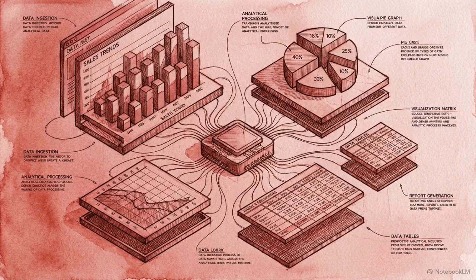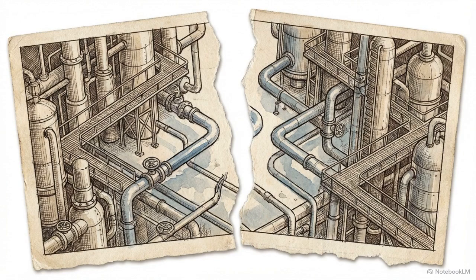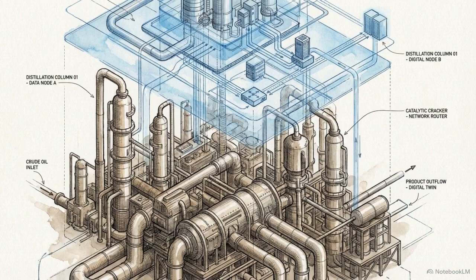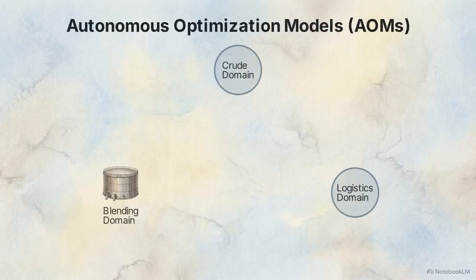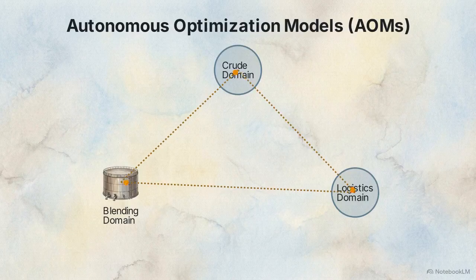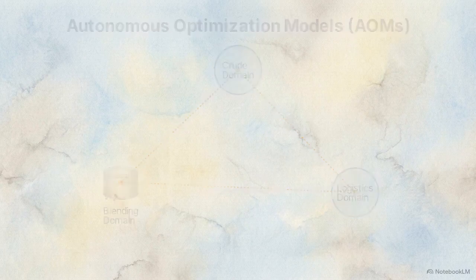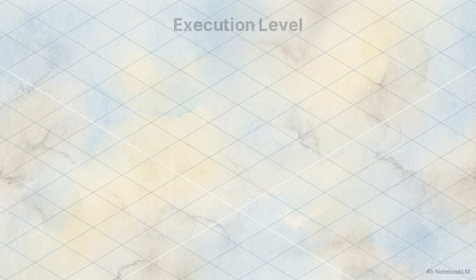Installing business intelligence dashboards does not solve this problem. Business intelligence, or BI, refers to software that visualizes historical and current data. Highlighting a structural disconnect on a screen does not physically synchronize the architecture. To eliminate hidden value leakage, the Opti Refinery Suite, or ORS, introduces a unified decision layer. It achieves this using autonomous optimization models, or AOMs. AOMs are independent algorithms designed to solve specific optimization problems while actively coordinating their math with the rest of the network. The architecture of this system begins at the execution level, grounded in physical reality.